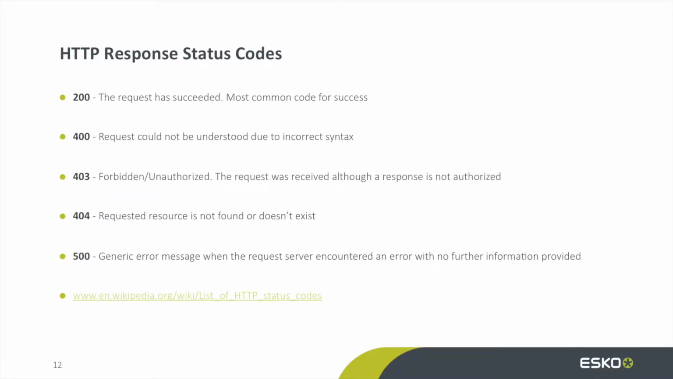So when working with REST and you send a request in, you'll get a response status code. So here are some of the top 5 most common status codes returned, and here's also a link to where you can see more. Typically you want to get a response of 200.